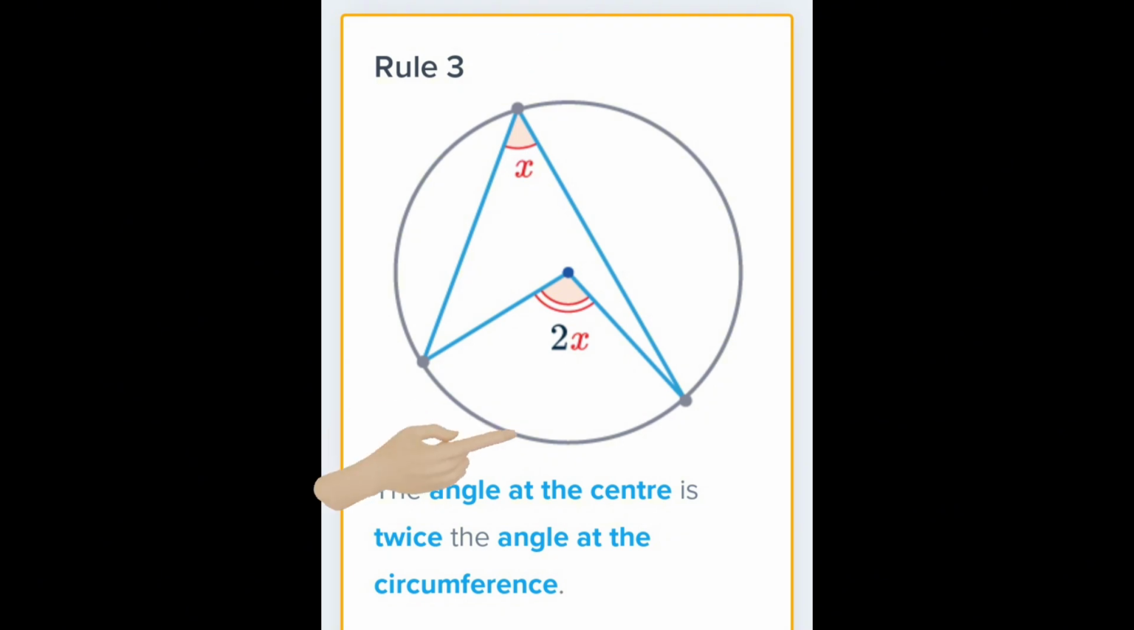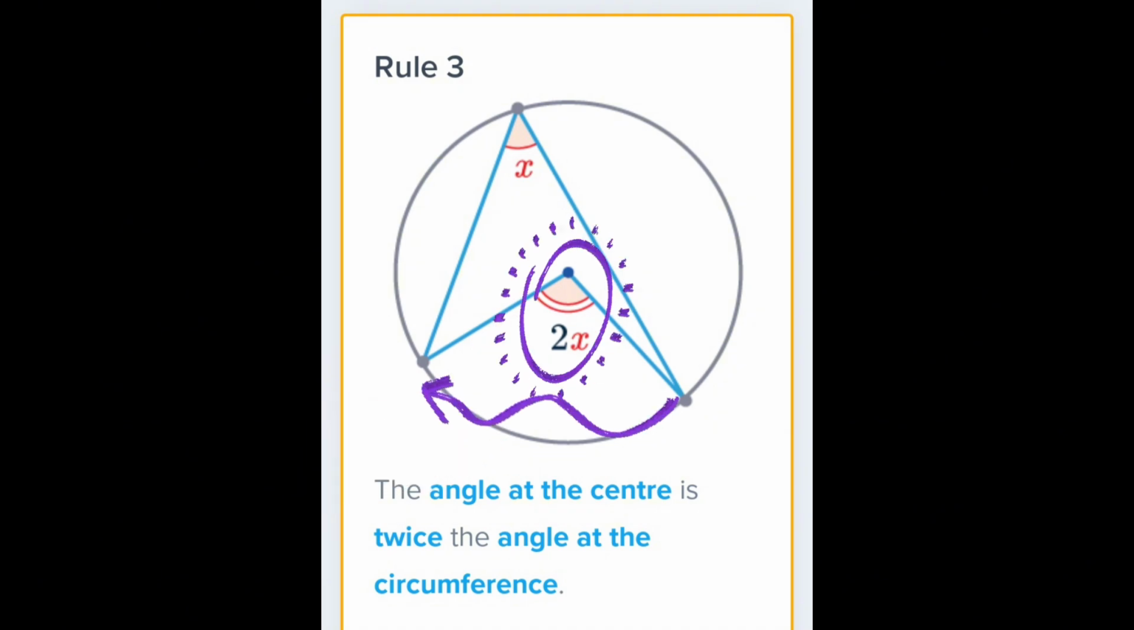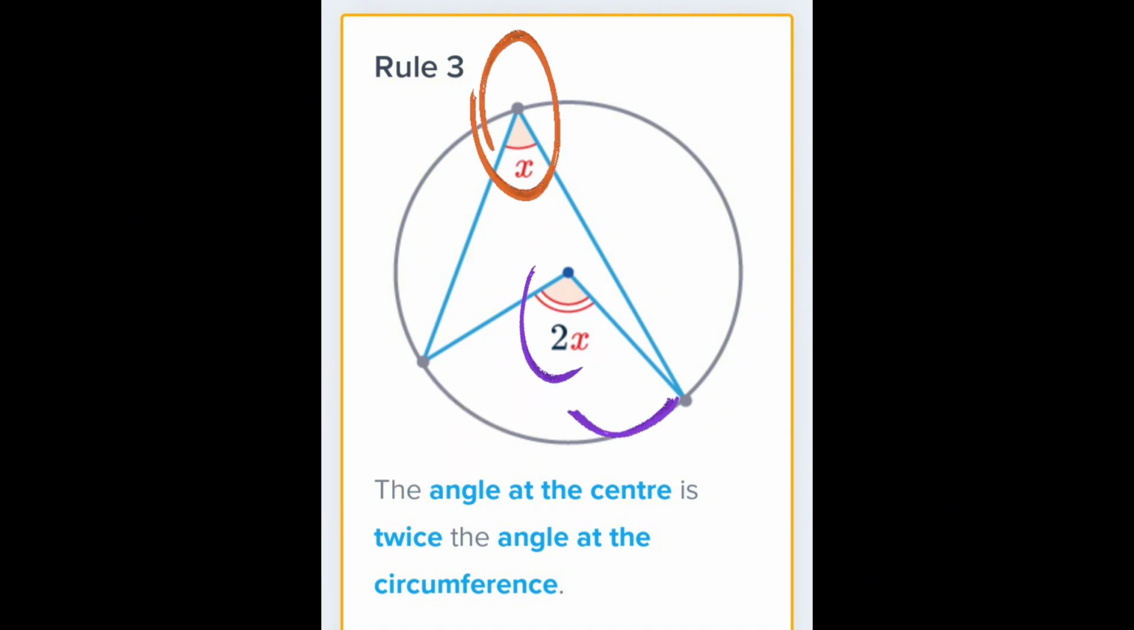Now these two angles are subtended by the same arc, so they have a special relationship. The angle at the center is twice the angle at the circumference when they are subtended by the same arc.